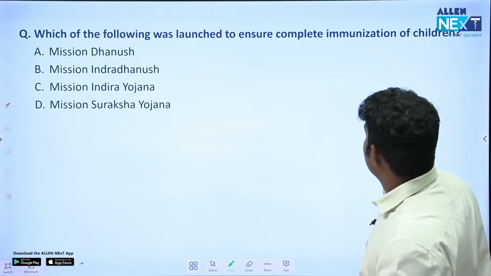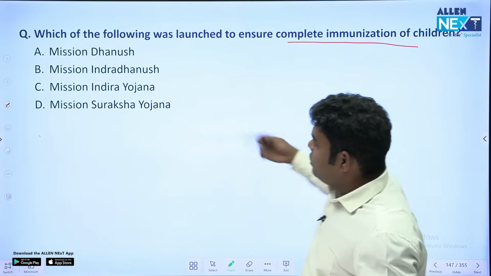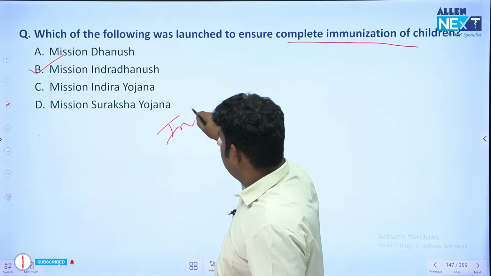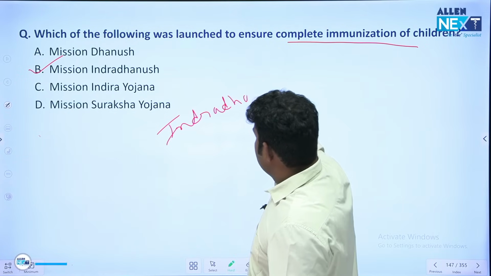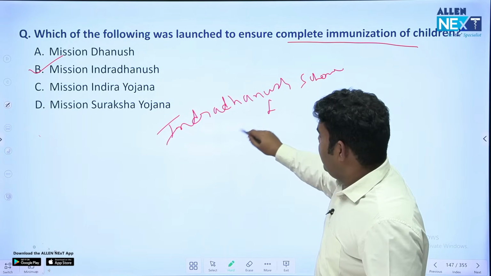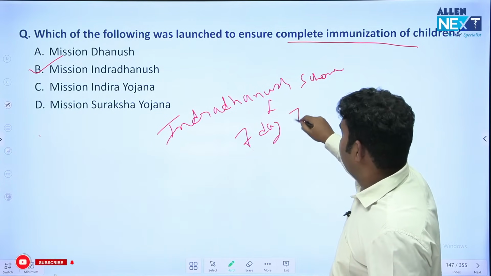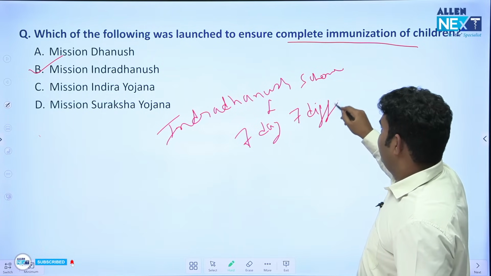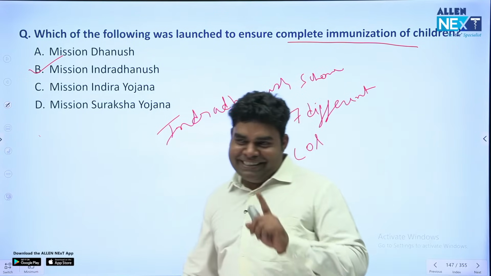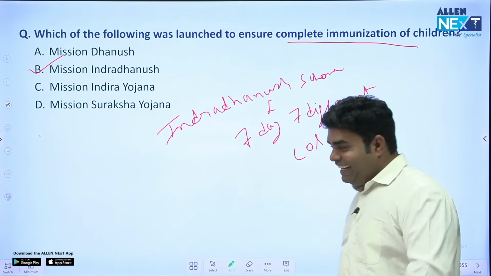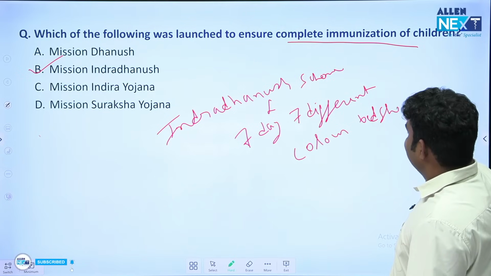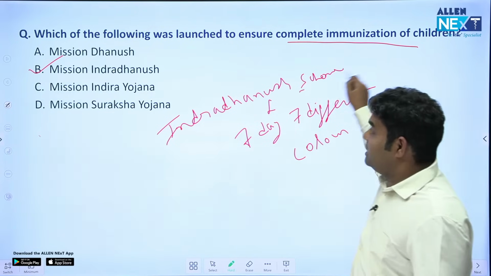Which of the following was launched to ensure complete immunization? That was definitely Mission Indradhanush. But what is Indradhanush scheme? Indradhanush scheme means 7 day, 7 different color bed set. Where? In government hospital. 7 days, 7 different color bed sheet. Okay, in government hospital. That is Indradhanush scheme.